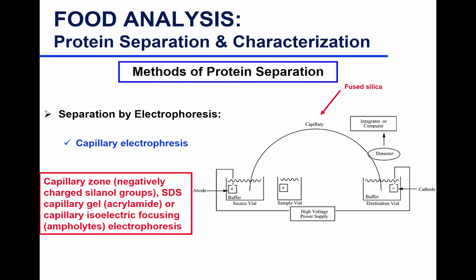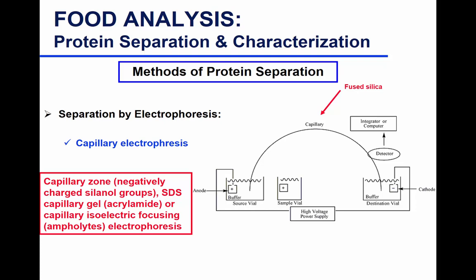Now, inside of the capillary tube, you can have an acrylamide gel and run it under SDS. So you would prepare your sample in SDS buffer. All your samples are negatively charged. They run and separate by size. Same as with the SDS-PAGE gel, except that you are detecting them and quantitating them.